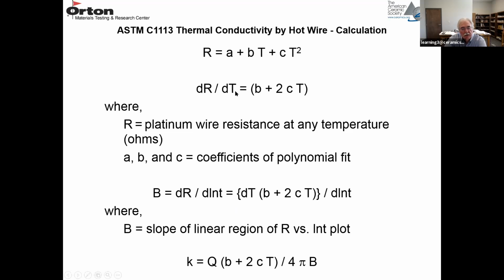We have dR/dT over here, so we can put that in the equation and end up with this equation. The slope equals dT, the temperature change, plus the constant B plus 2 times the constant C times the temperature, and d ln T. So putting that in this equation, you end up with K equals Q times (B plus 2CT) divided by 4 pi B.